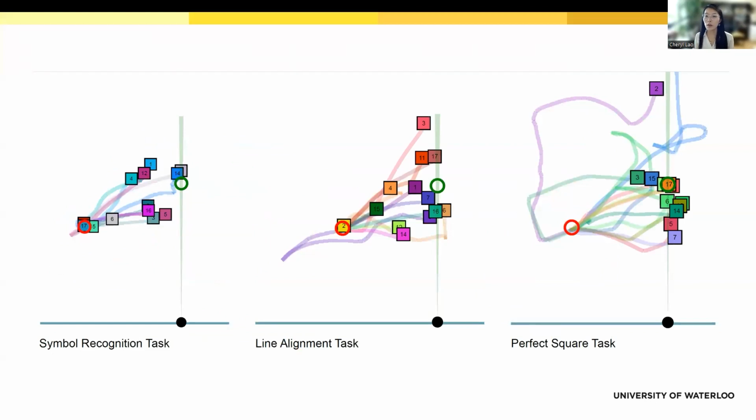This is a comparison across tasks where you can see the difference between suggested, recommended, and mandatory movement. This was on a lightly textured wall where the participants were moved. And you can see how some participants decided not to move at all for the symbol recognition task, while more of them moved closer to the target in the line alignment task. In the perfect square task, they were told to move, so that's why all of them made some sort of effort to move towards the ocular point.